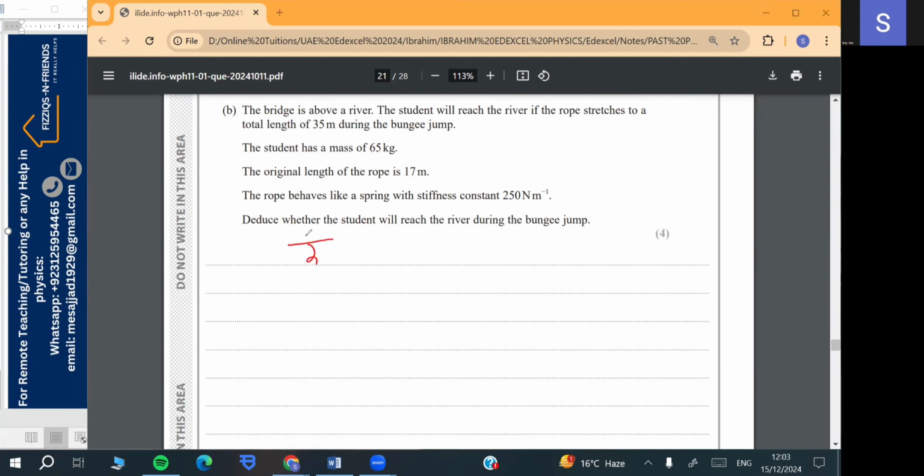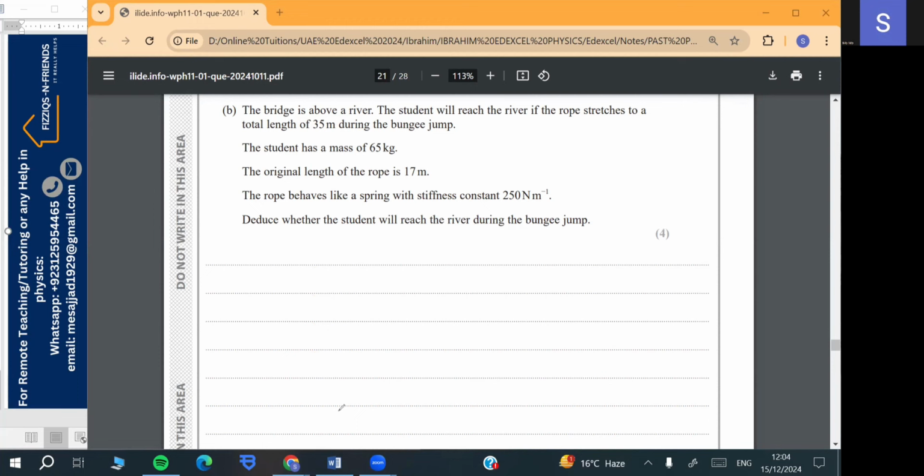So you will consider the rope as a spring, and the jumper as a mass. Very nice question. They're asking whether this mass will reach the surface, which is the river. So this is actually the analogy with a mass spring system. For that, there will be two kinds of potential energies associated with this motion, at A, B and C.